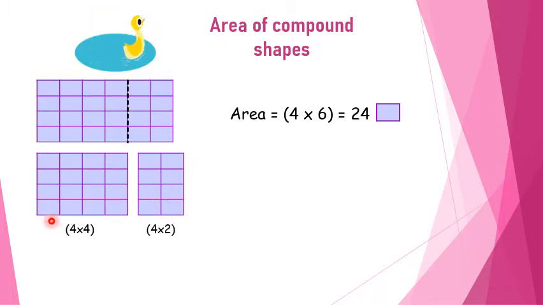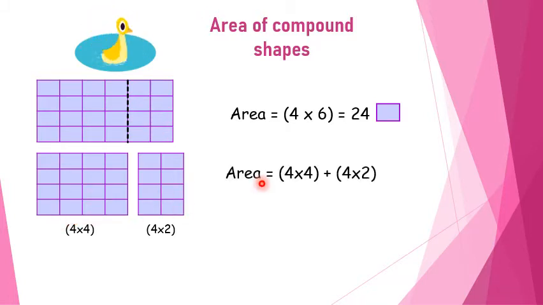So if I want to know the area of them together, let's add them together. 4 by 4 plus, sorry, plus 4 by 2. 4 by 4 equals 16 and 4 by 2 equals 8. If I add them together, it will give me 24. So this means if I cut a whole big array into two small arrays, the area of them together will give me the area of the bigger one.